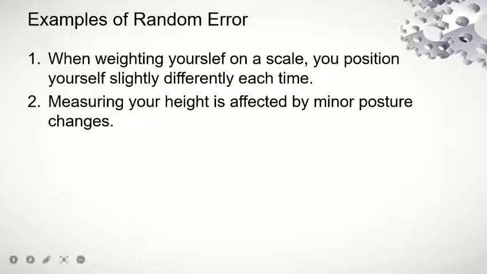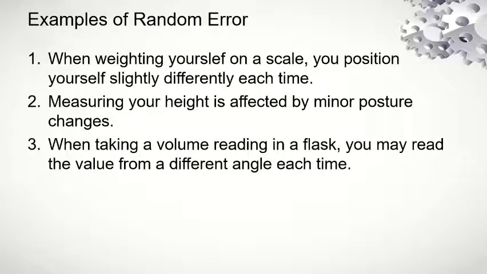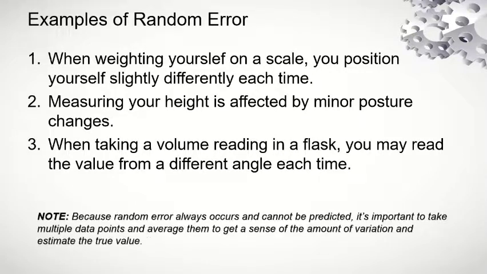Next, when taking a volume reading in a glass, you may read the value from a different angle each time. Alright? So, because random error always occurs and cannot be predicted, can we predict what our measurement will be? No. This one, can we predict it? No. This one, also no. It is important to take multiple data points and average to get a sense of the amount of variation and estimate the true value.